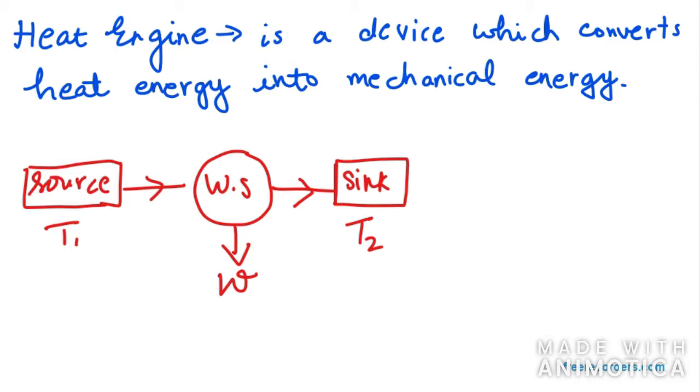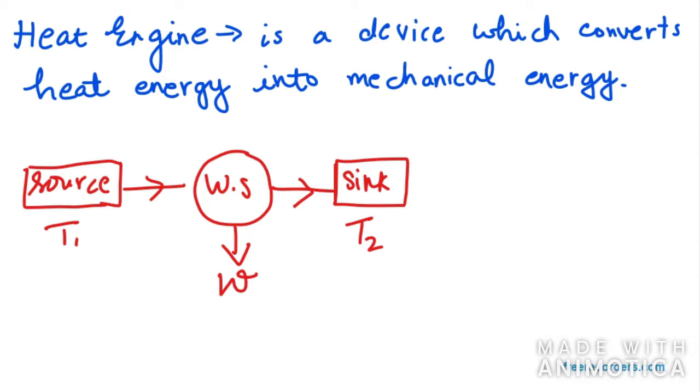Now, what does it consist of? It consists of three things in its system. One is the source, another is the working substance, and the third one is the sink. The source is at higher temperature and the sink is at lower temperature. So T1 is the higher temperature as compared to the sink, which is at lower temperature. Now, in every heat engine, whether it is a very complex form or a very simple form, it works the same.